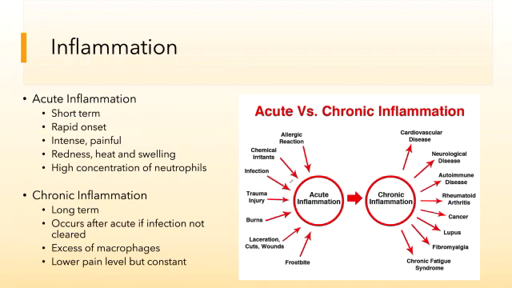Here on the right, we have a diagram just kind of showing you the different things that will initiate acute versus chronic. So irritants, allergies, infections, trauma, cuts, frostbite, burns. These are all injuries that would cause some form of acute inflammation.